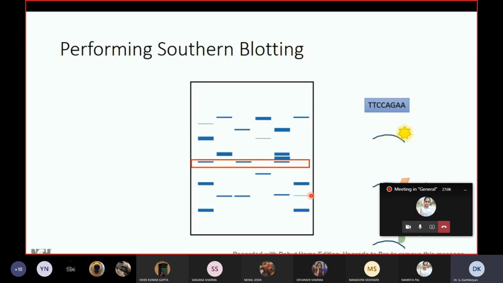And then I can visualize the membrane in a dark chamber, and then I can see the sequence I have. So I can say, yes, I have this gene in this sample, but I don't have it in this sample. So I can see in which sample I have this gene and in which sample I don't have the gene. So this is Southern blotting.